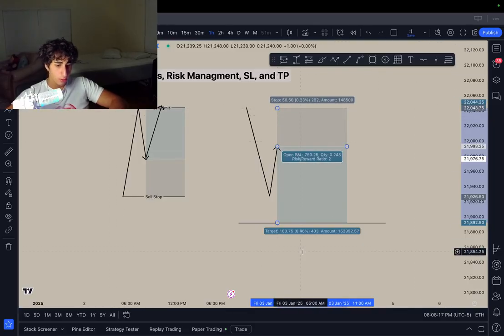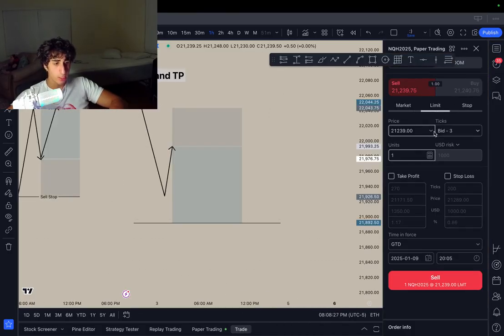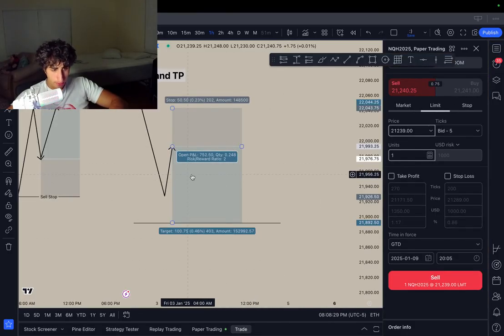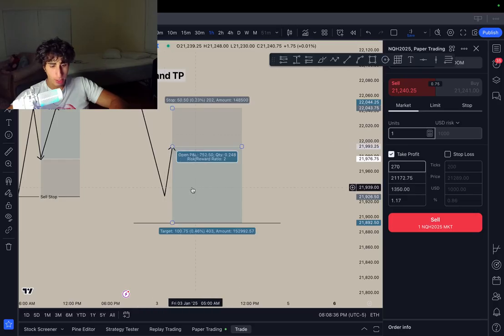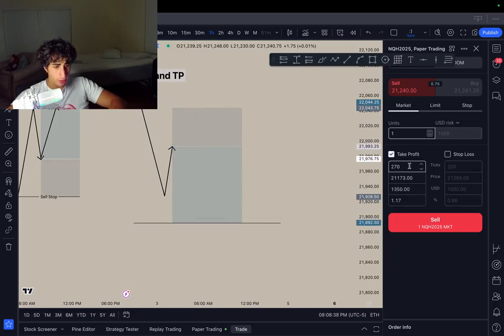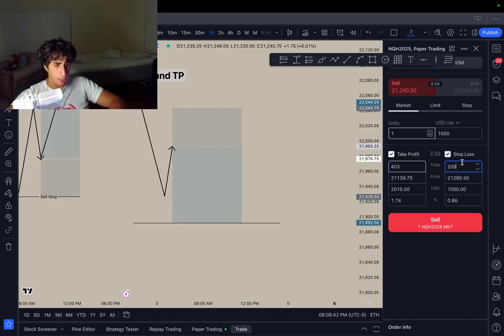You click trade down here, and if you have instant order placement on, remember that it won't pop up as a trade, like as a thing on the side. So you'll have to click this, and you click market order entry, and you'll have your entry be here, and then you can have a take profit at, let's say, 403 ticks, and then a stop loss at 202 ticks. All right, and then you can do that.